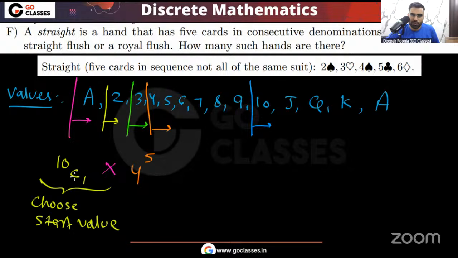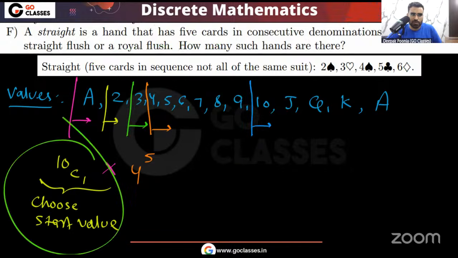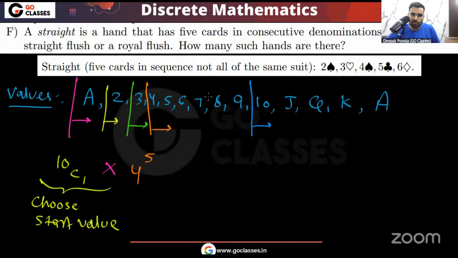Basically what we are doing, first, we are choosing the start value. The start value can be ace, or 2, or 3, and so on. It can be 10. First, we are choosing the start value because we want 5 consecutive values. So once we have the start value, for example 7, then these 5 consecutive values I will have. There are 10 possible start values, and we need to choose one of them. Once you have the start value 7, these 5 consecutive values I will choose.